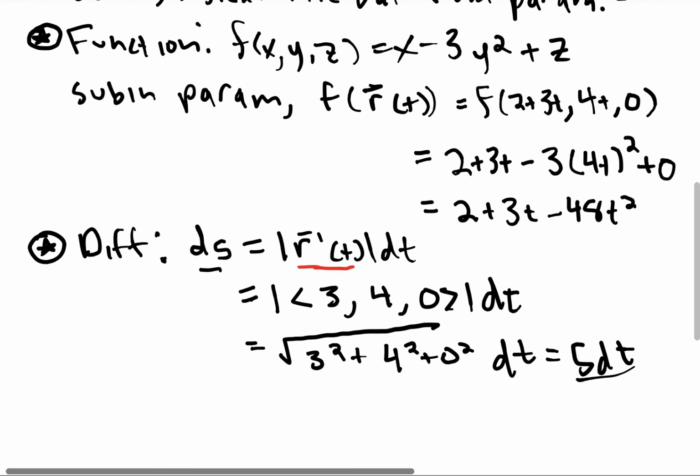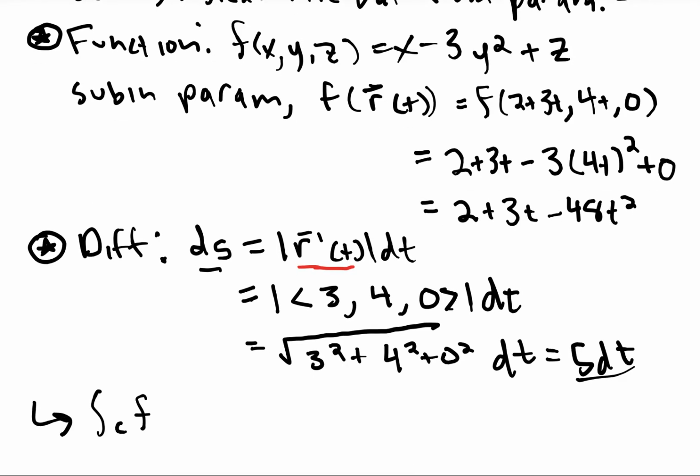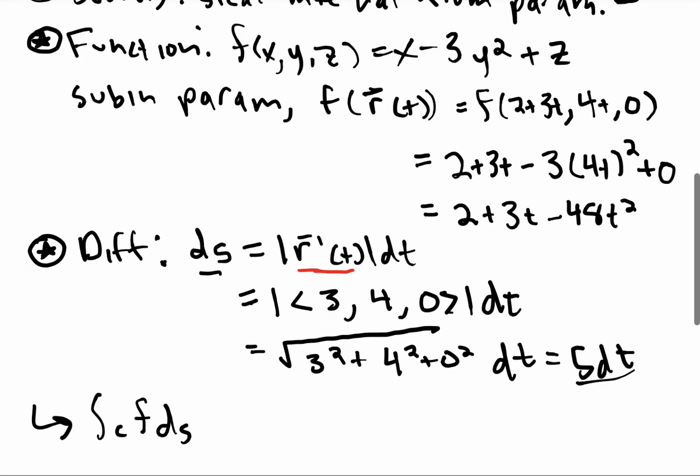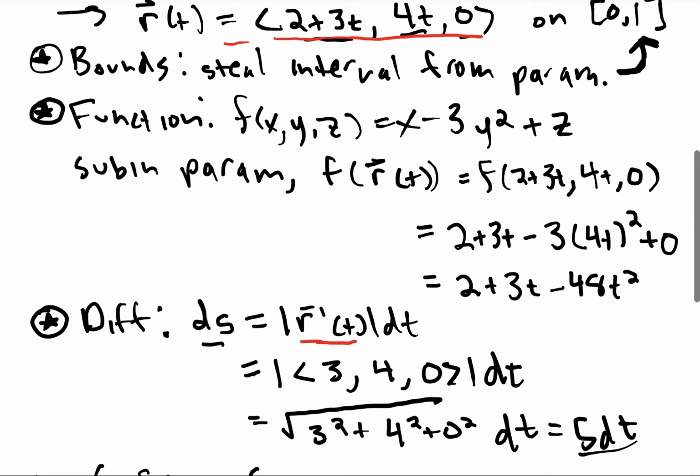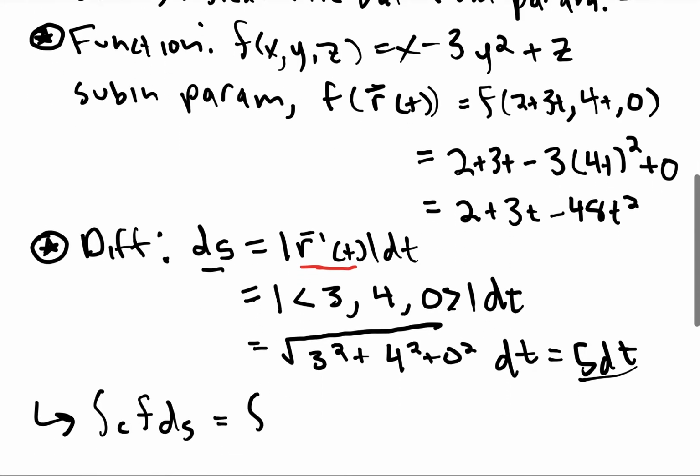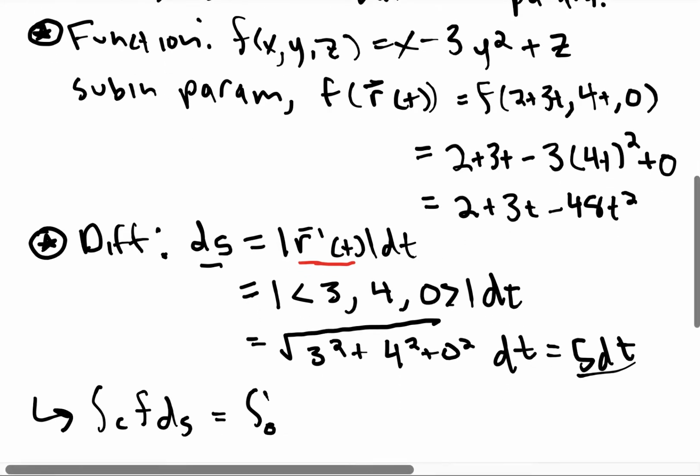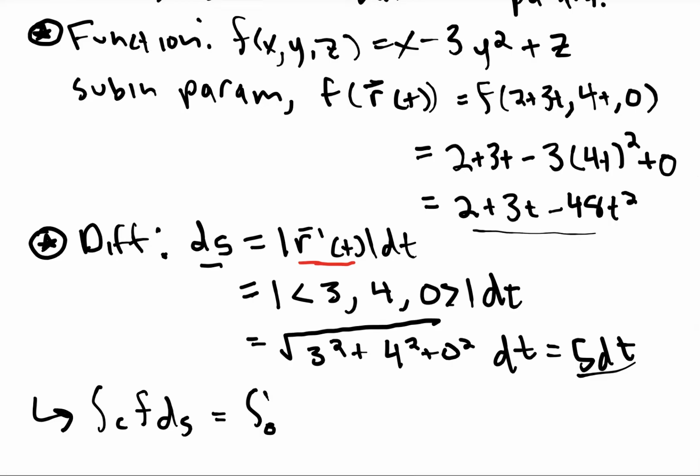Okay, so if I piece all of this together, again, we were trying to rewrite this line integral of f over C. We just said the bounds were supposed to be stolen from the parameterization. Those were going to be 0 and 1. My function, when we fixed this, substituting in the parameterization, we said that we would get this polynomial back.